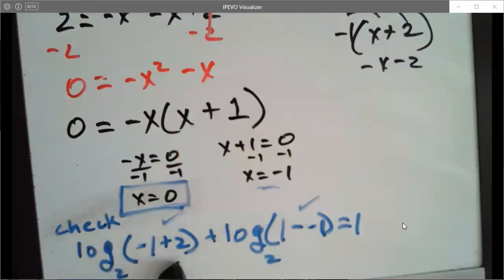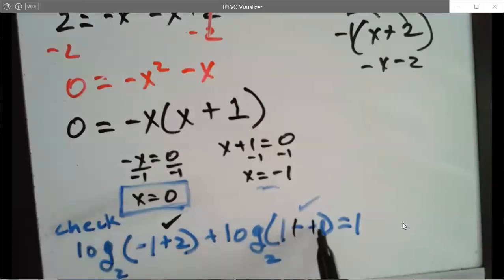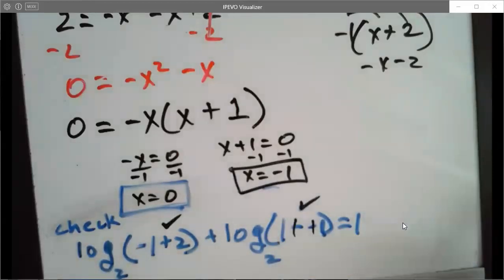Well, 1 minus -1 plus 2, that's just 1, so that checks. And minus a -1, the opposite of 1 minus 1 is 1 plus 1, and so that's 2, and that checks, so that's not a negative either. So both of these solutions check. So we got 2 solutions this time, okay? And so that's how we do that problem.